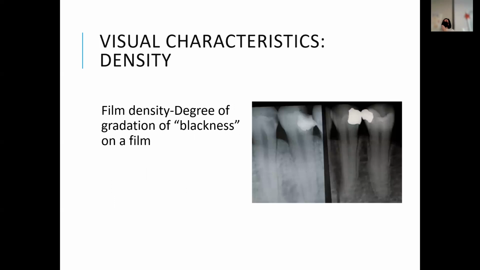When we think about density in this term, we're talking about the density on the film, not the density of the person's mouth. We're thinking about the overall blackness, the overall darkness of the film. So the picture on your left is less dense than the picture on your right up here on the screen. The darker one is more dense.